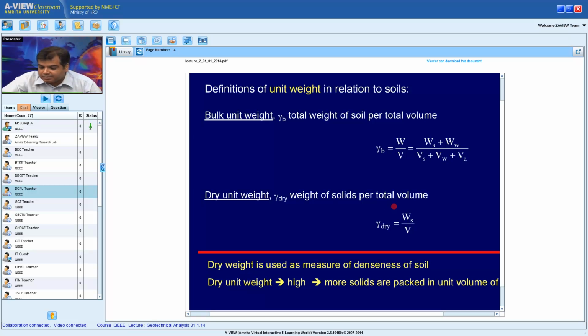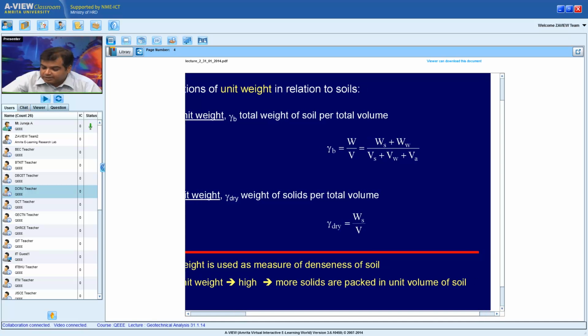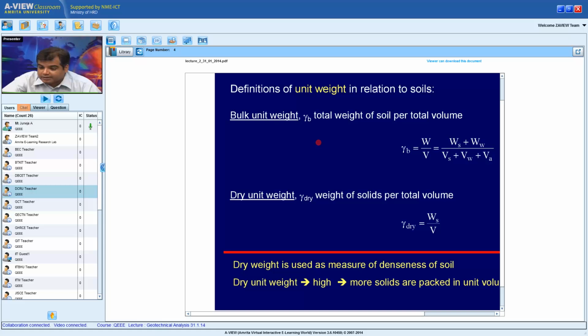If you look at this expression very carefully, the higher the dry unit weight, the numerator is greater. If the numerator is greater, you have more particles packed in the same volume. In other words, having more particles would in fact give it a better denseness. The greater the denseness of the soil, the greater, or I would say the enhanced, are the mechanical properties of the soil. The dry unit weight is important.